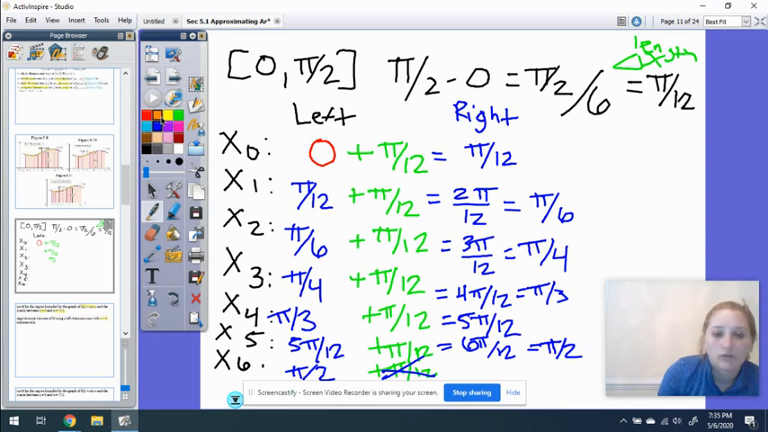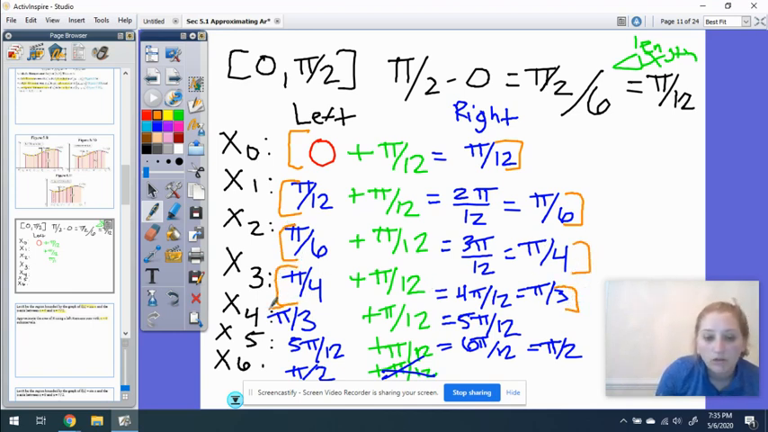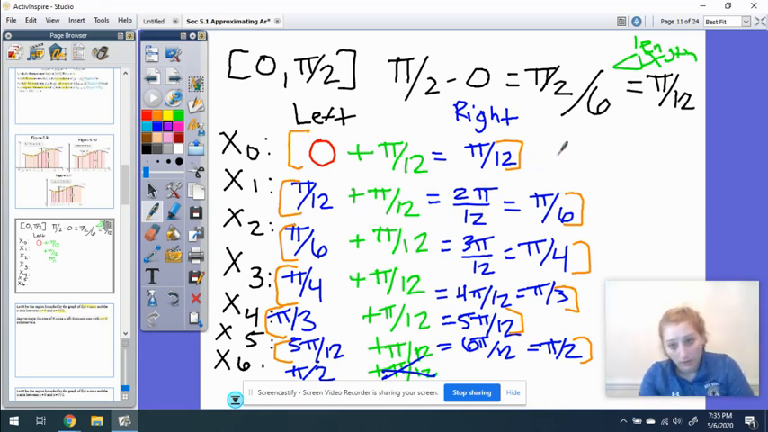So we have 0 to pi over 12, pi over 12 to pi over 6, pi over 6 to pi over 4, pi over 4 to pi over 3, pi over 3 to 5 pi over 12, 5 pi over 12 to pi over 2. Okay. Now, the next thing that I'm going to go ahead and do is I'm going to find my midpoints. So again, it's probably going to be easiest for me to look at the terms that have 12 in the denominator just because that makes it a little easier.